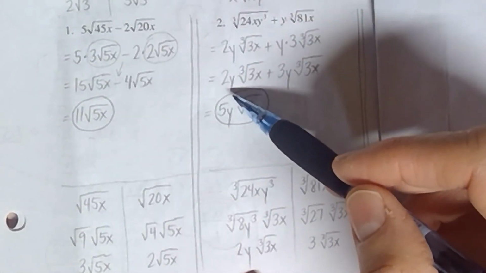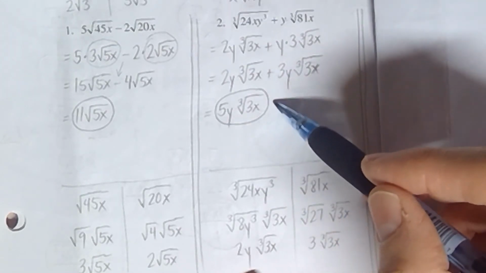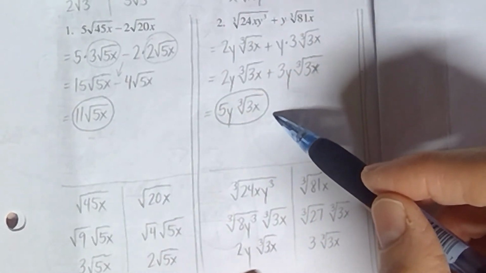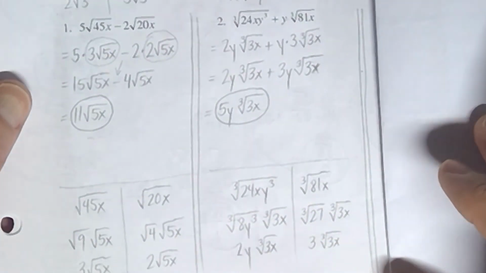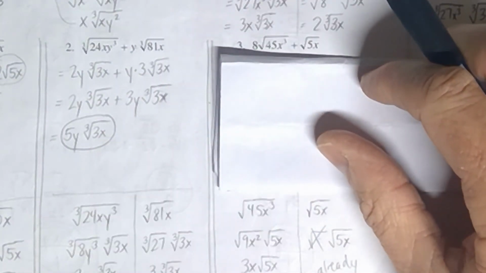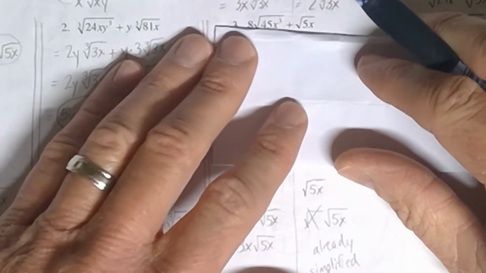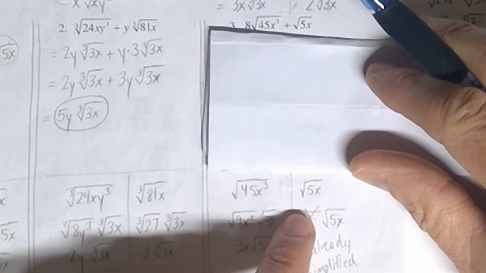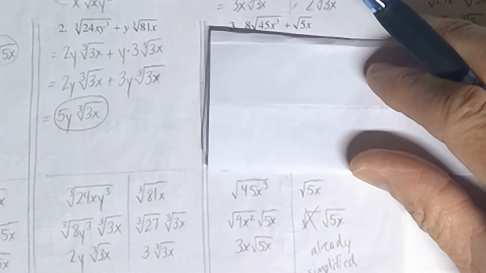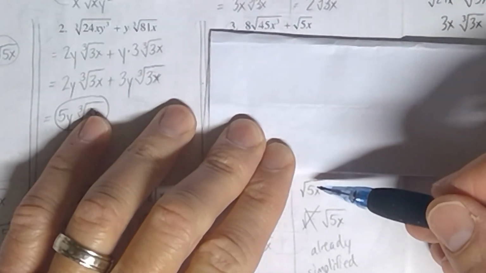And now we have the same radical, so I can combine the 2y and the 3y together and make this into a single term, and that's what you see right there: 5y times the cube root of 3x. And lastly here, the radicals, again, are not the same, but if you simplify the radicals, they become the same. In fact, the second radical there is already simplified. We saw something like that earlier. And why is that already simplified again?